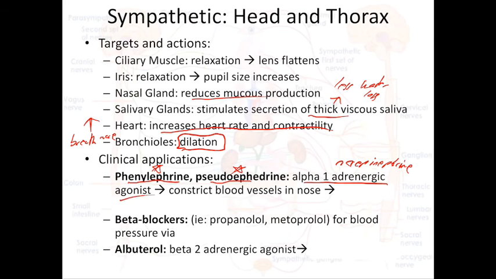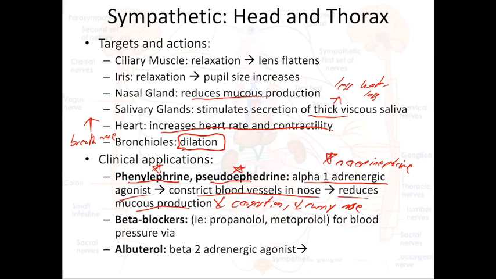It's an agonist. That means it does the same thing that the normal chemical would do. And so that causes constriction of blood vessels in the nose. So we're limiting blood flow to the nose. What does that do? That reduces mucus production. So that helps decrease congestion, decreases your runny nose.